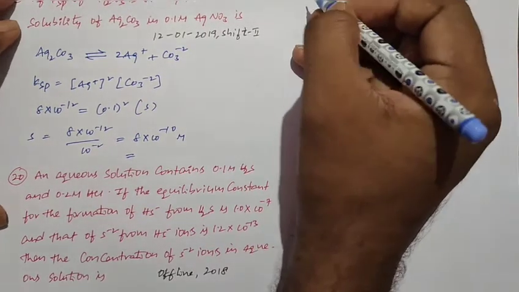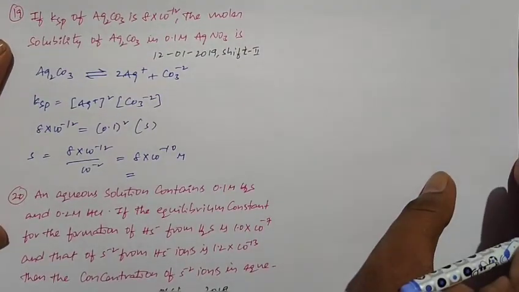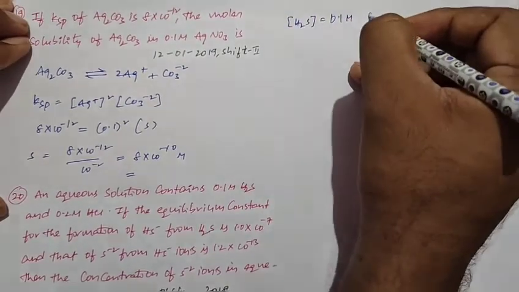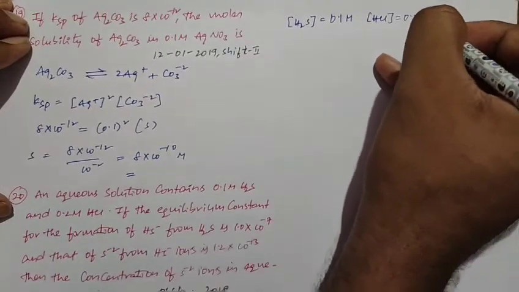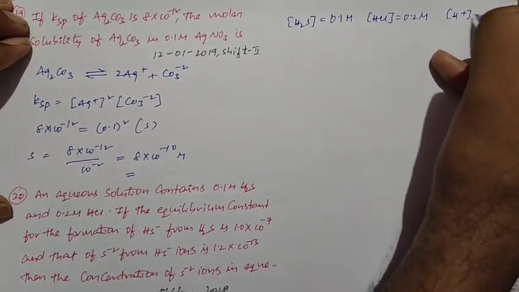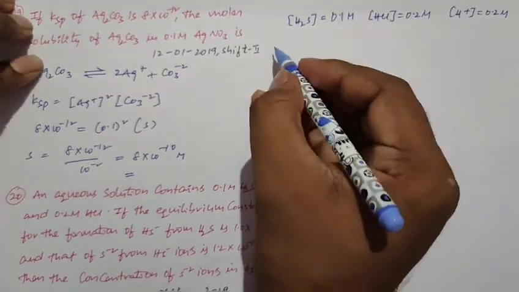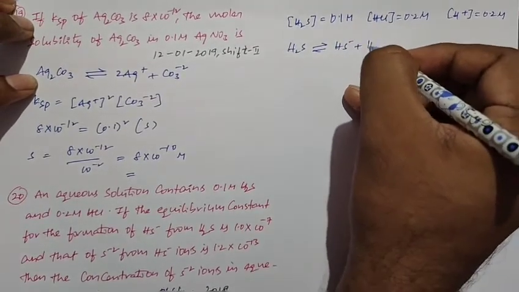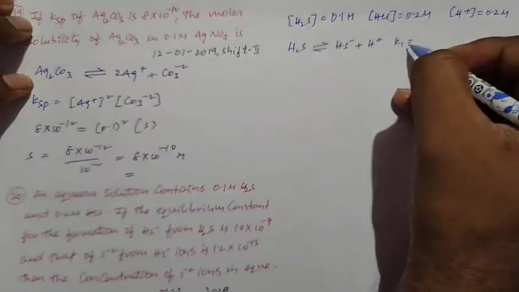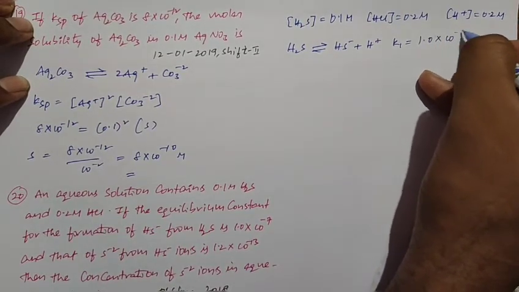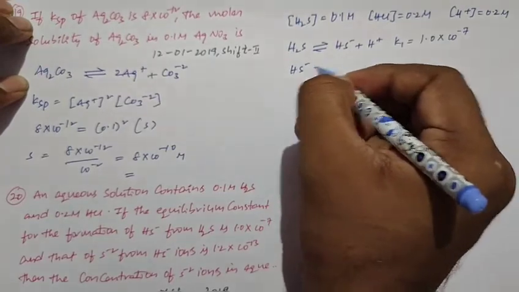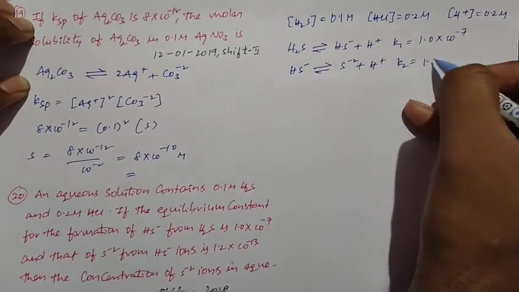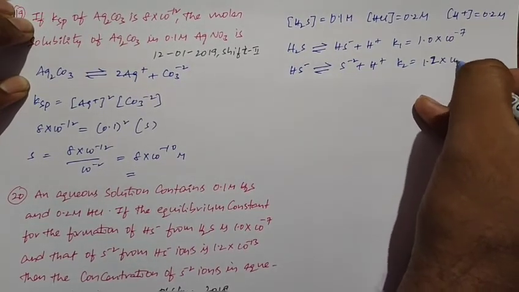So if you see this problem, first we take the given information. The concentration of H2S is given as 0.1 molar and the concentration of HCl is given as 0.2 molar. Based on this, we can take the concentration of H plus ion as 0.2 molar. After that, they give the dissociation of H2S. In that, we get hydrogen sulfide ion and H plus ion. For this reaction, the equilibrium constant, I just take as K1, that is given as 1.0 into 10 power minus 7. At the same time, the dissociation of hydrogen sulfide ion gives sulfide ion plus H plus ion. For this, K2 is equal to 1.2 into 10 power minus 13.